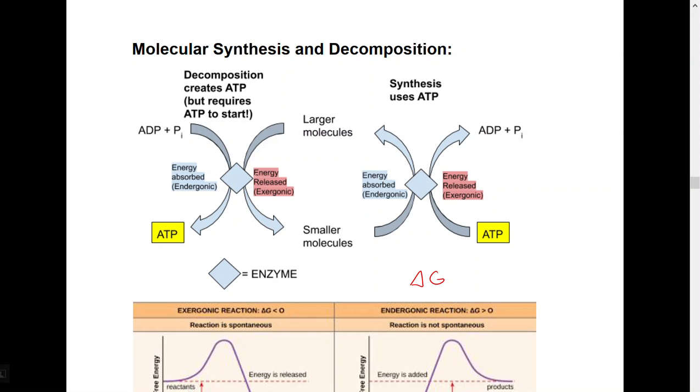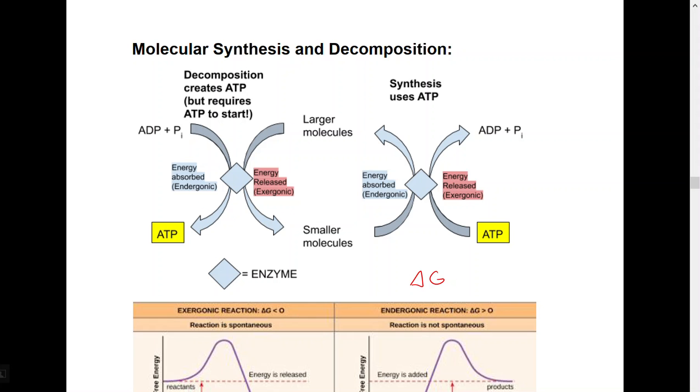But the important thing to know here is that they're coupled, that you have a reaction that releases energy, an exergonic reaction, which is coupled with an endergonic reaction that absorbs that energy back up, right? So this is decomposition. It's also called ATP synthesis, right?